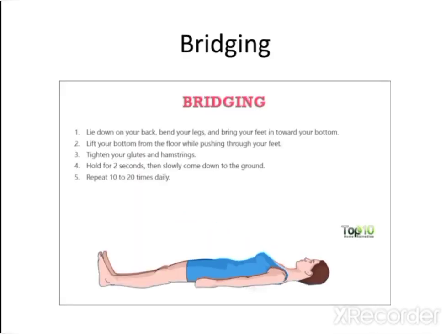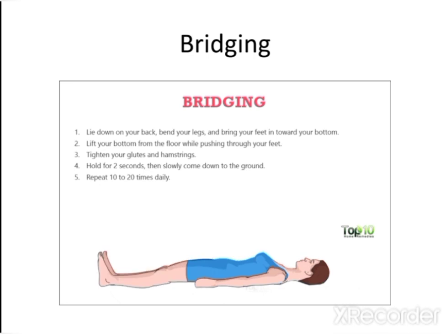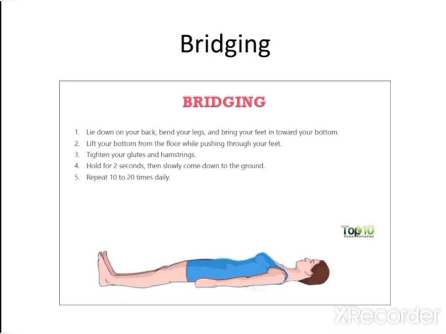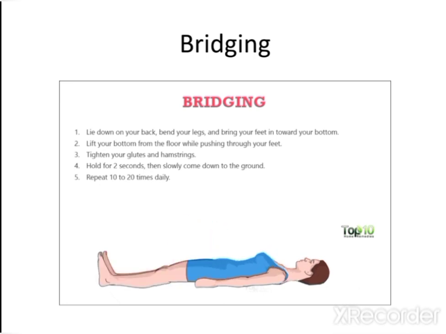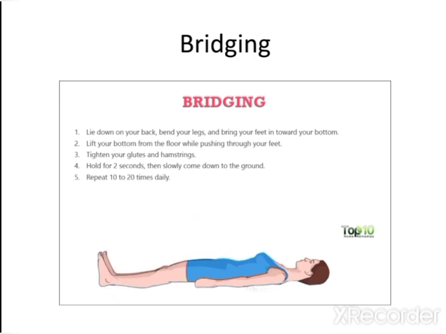The next exercise is bridging. For this exercise, we have to tell the patient to bend both legs to a 90-degree position, then gently push the spine up towards the ceiling, then tighten the gluteus and hamstring muscles, hold it for 2 seconds, then slowly come down into the normal position. This is repeated 10 to 20 times daily.